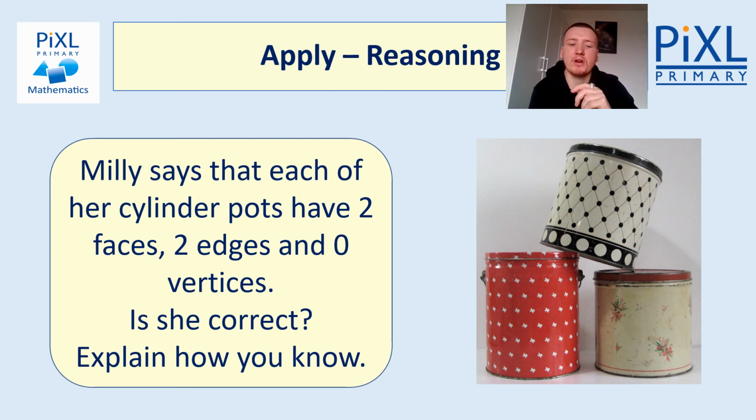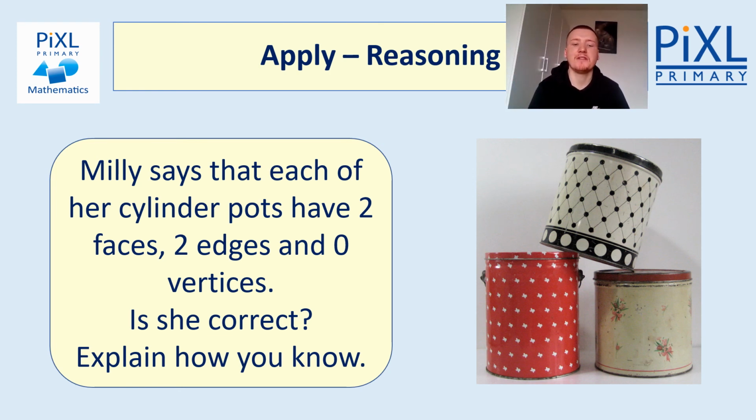Now moving on, we've got our 2 edges. Let's count together. So on the top of the circular face, we have 1 edge, and on the bottom of the circular face, we have another edge. So that means a cylinder has 2 edges, so she is correct in this part.